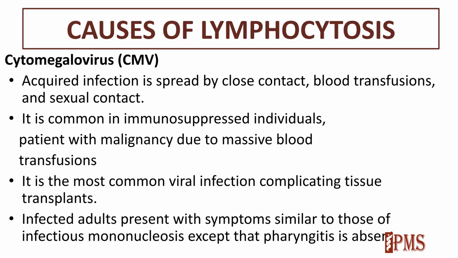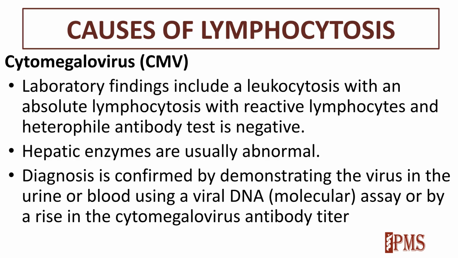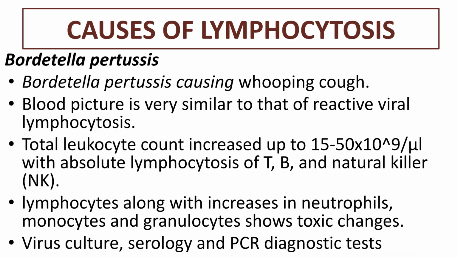Symptoms in adults are similar to infectious mononucleosis, but without pharyngitis. Laboratory findings for CMV include leukocytosis with absolute lymphocytosis and reactive lymphocytes. The heterophile antibody test is negative. Diagnosis is confirmed by demonstrating the virus in the urine or blood using a molecular assay or by a rise in the CMV antibody titer.